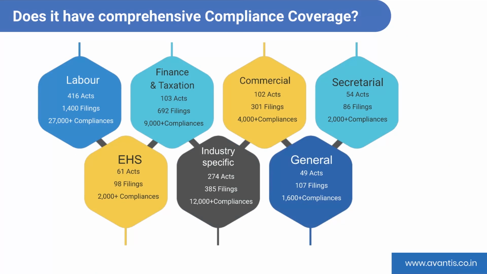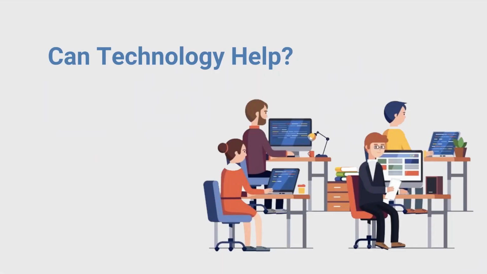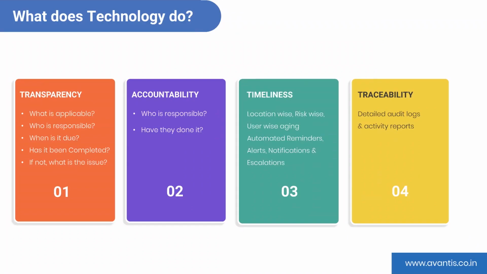Now, let's first talk about how technology can help you to solve this problem. So how does technology help? Technology brings in the right processes and systems. It brings in transparency, accountability, timeliness, and traceability. So now that we have switched gears and are talking about how to choose the right compliance management or digital software, the first thing to know here is what are the things that technology should do?